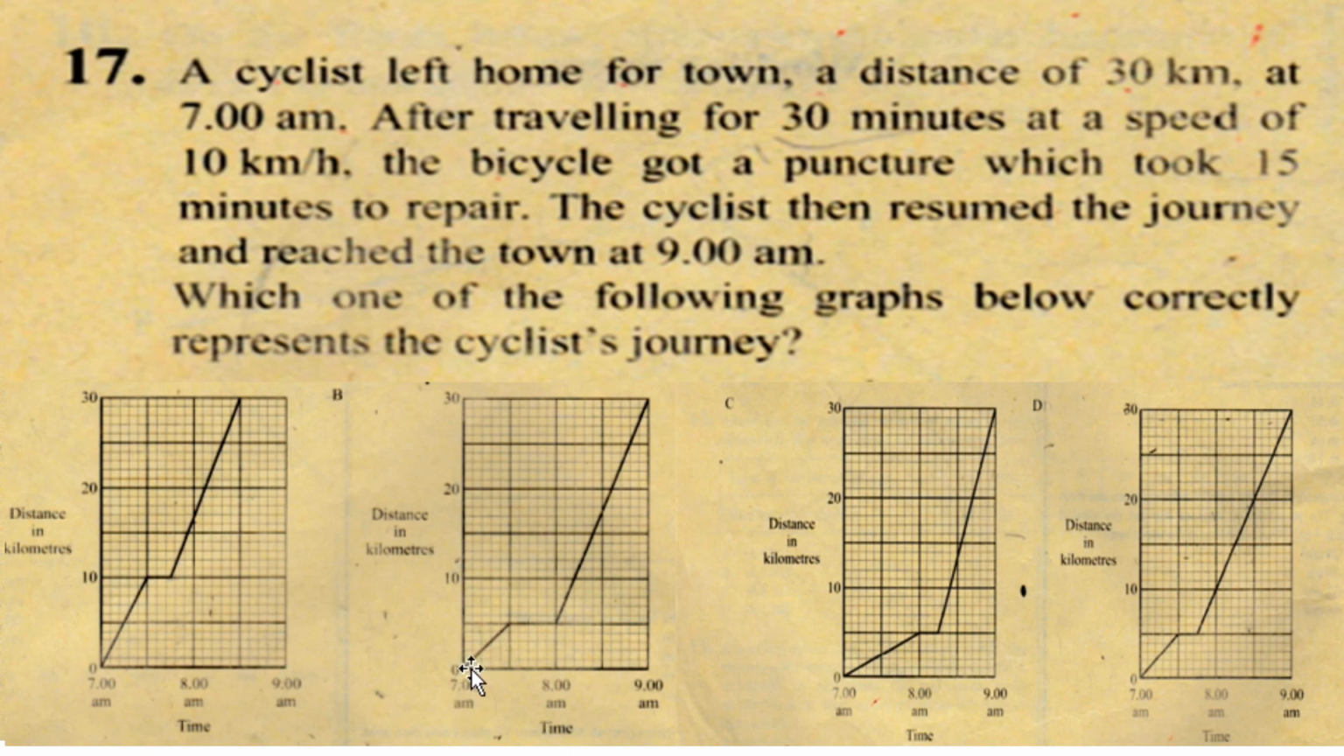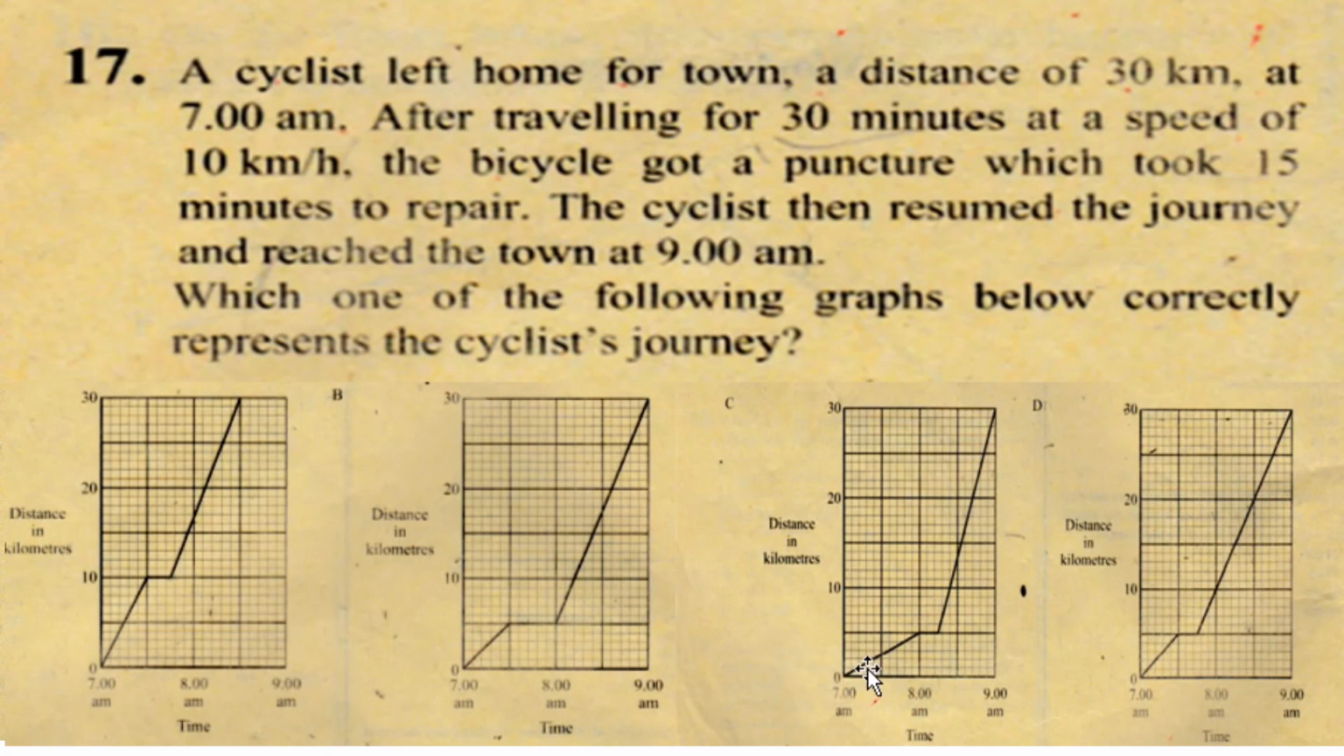When he got the puncture, he had covered 5 kilometers within half an hour. That is correct because 10 kilometers per hour means within an hour he has covered 10 kilometers. So if you take half an hour, he will cover half of that distance, which is 5 kilometers. So for an hour is when he's supposed to cover 10 kilometers. So for half an hour, which is the 30 minutes, he has covered 5 kilometers. So that is very correct.